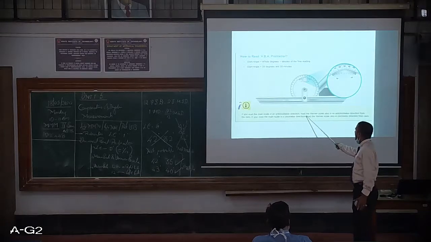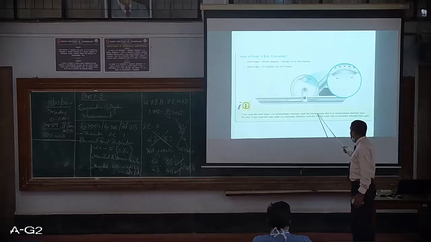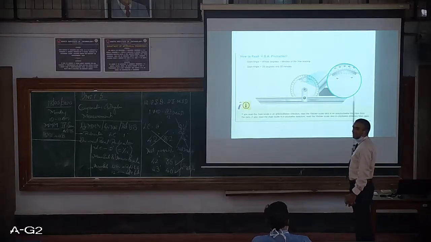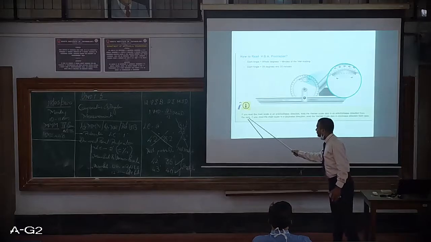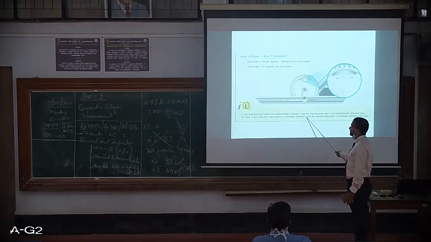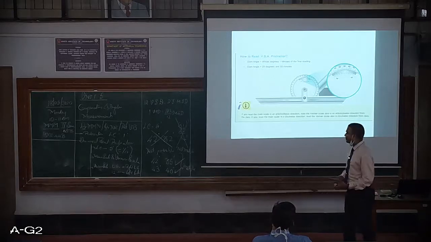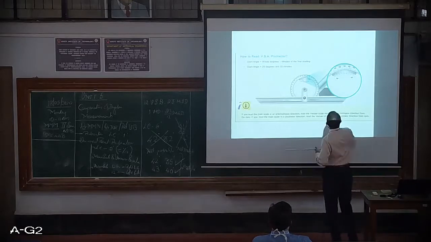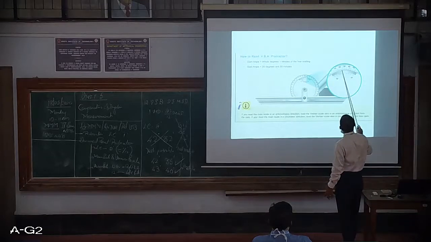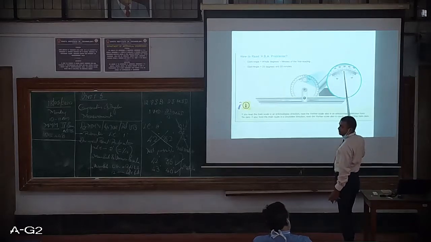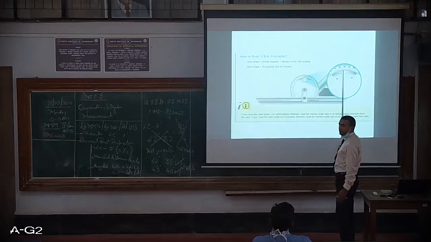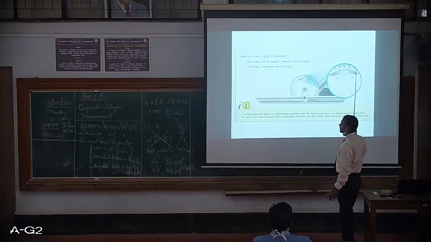If you read the main scale in an anticlockwise direction, read the vernier scale also in an anticlockwise direction from the 0. If you read the main scale in a clockwise direction, read the vernier scale also in the clockwise direction from 0. So if you start reading, this is 0, and I'm moving in this direction. This is the 0 of the vernier scale, and it is somewhere between 25 and 30. So I have moved in the clockwise direction.